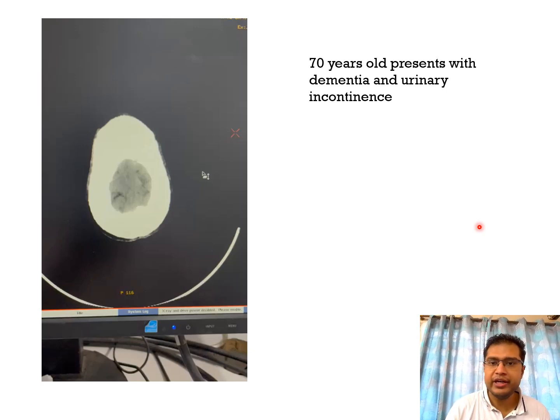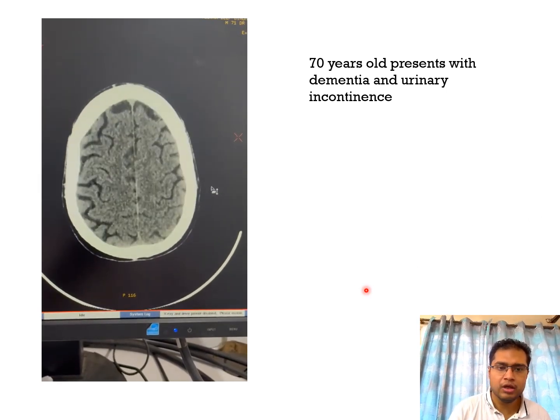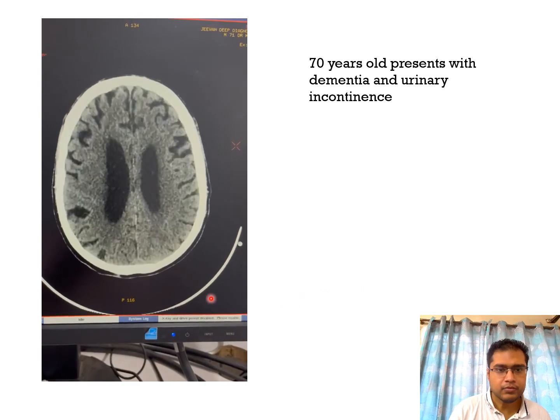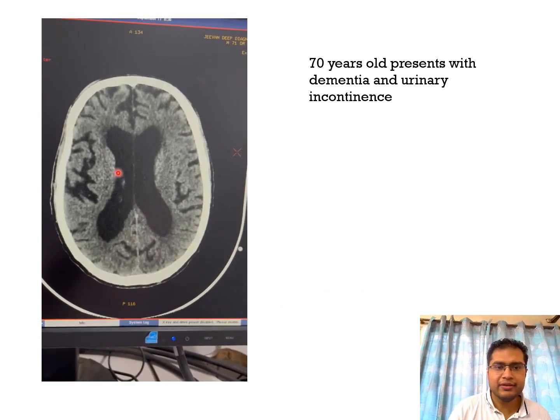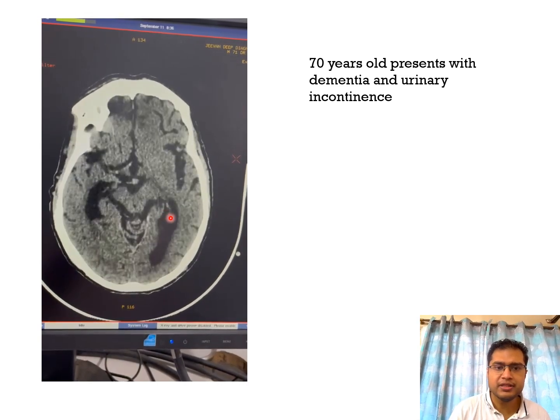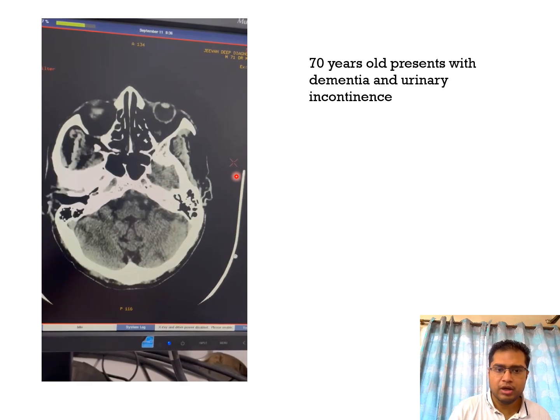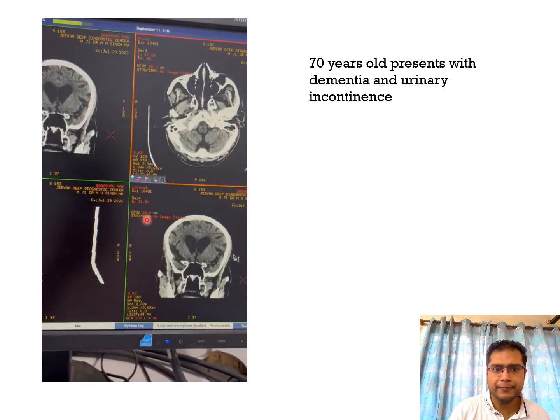So here we have a 70-year-old male who presented with severe dementia and urinary incontinence, and this is the axial section CT scan, non-contrast, where we can see that the ventricles are dilated and the sylvian fissures and the sulcal spaces are very prominent, which represents generalized involutional changes, age-related.